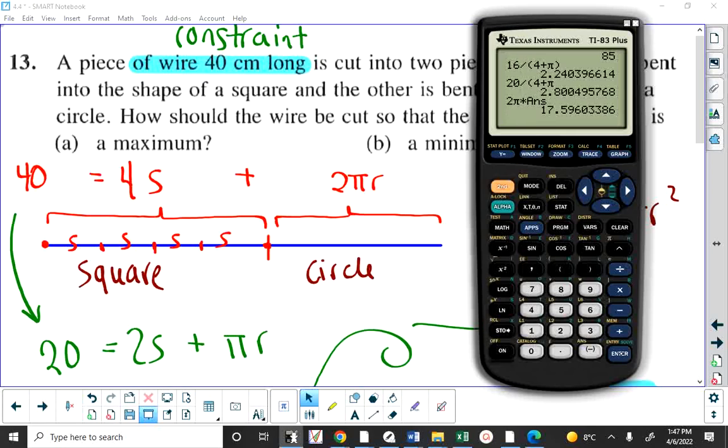17.6. The other length for the square would be 22.4, correct? Yeah. You'll have to speak up, please. I didn't square R? Oh, because the 2 pi, yeah, the 2 pi R is the circumference. So 17.6 and 22.4?